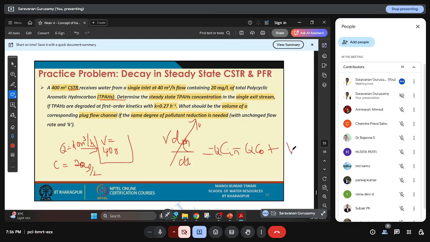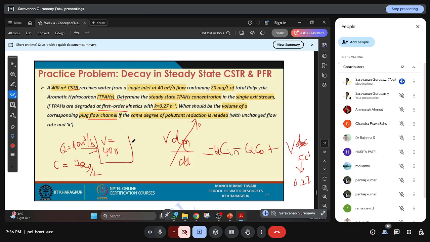Plus V into dc by dt or k into c power 1. It's a steady state first order decay, so c power 1, and k is given as 0.27. What is the volume of the corresponding plug flow reactor? If I do the same in the plug flow reactor, what is the volume required?